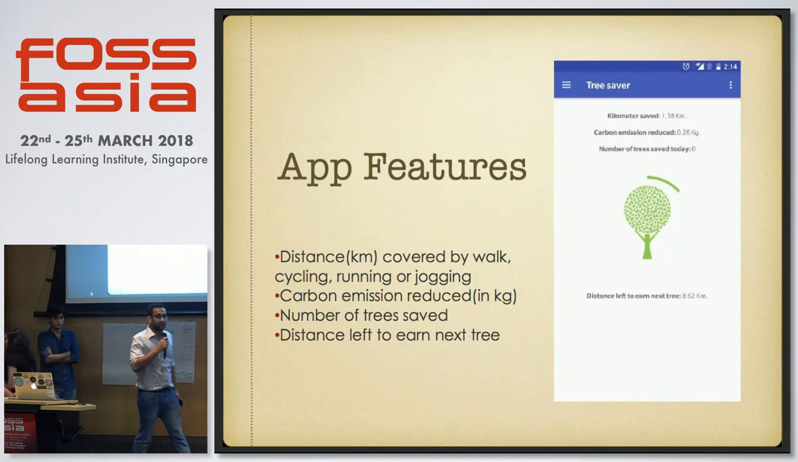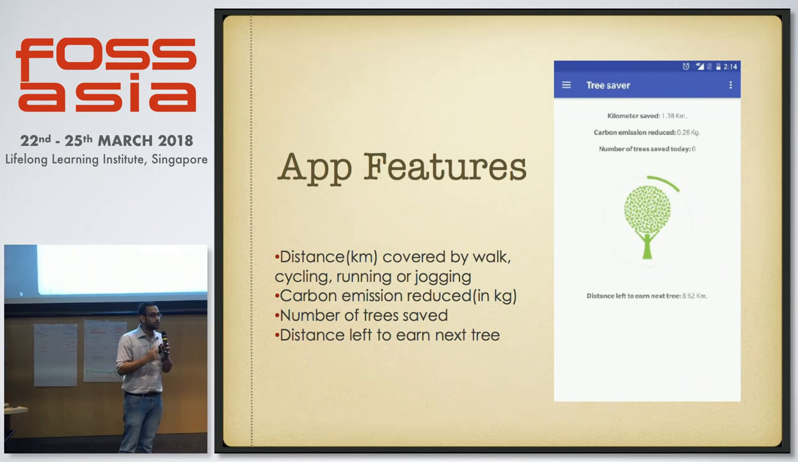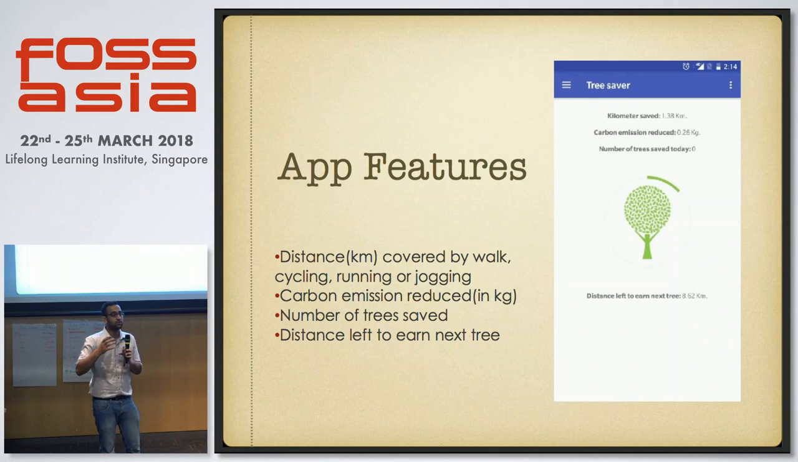So we've made an Android app to solve this problem. What we do in the Android app is that we pull your data from Google Fit, and we know how many kilometers you've walked. Our data team researched and came up with a factor that converts the number of kilometers you've not used a vehicle into the amount of carbon emission that you've reduced in the environment that a normal person would have caused.